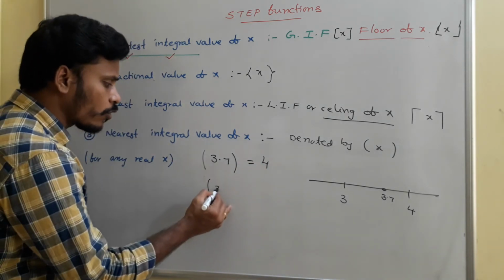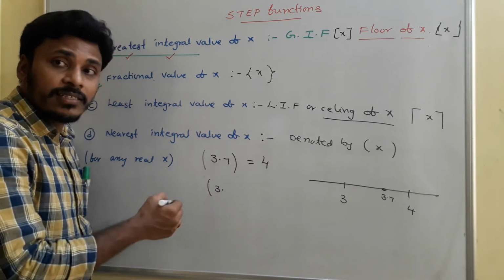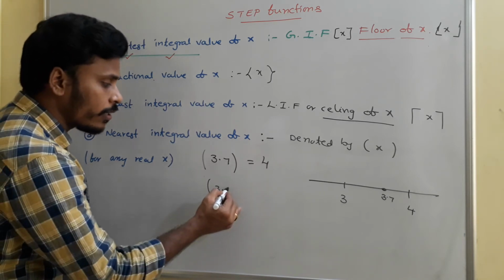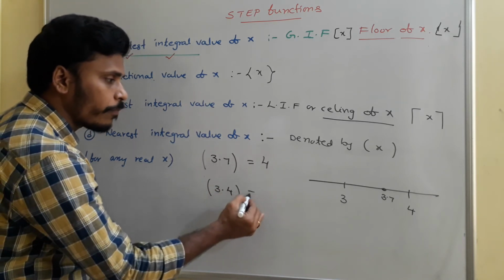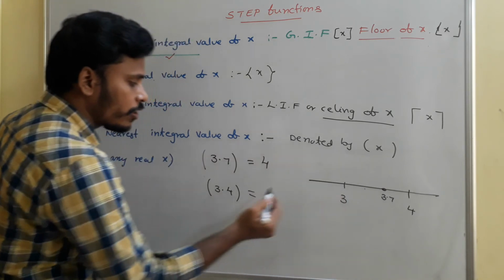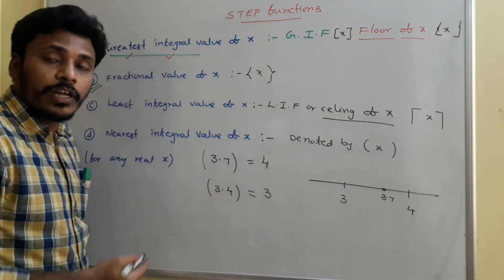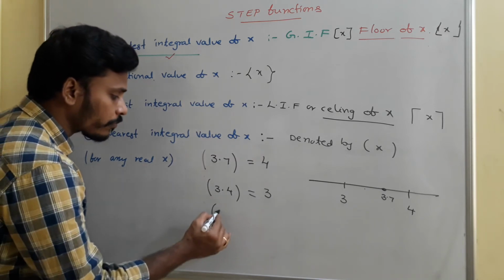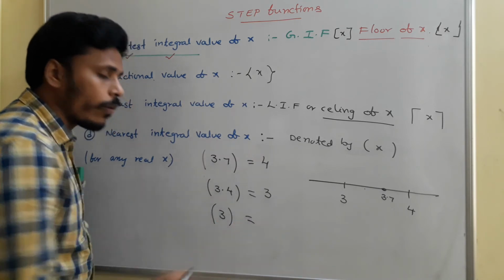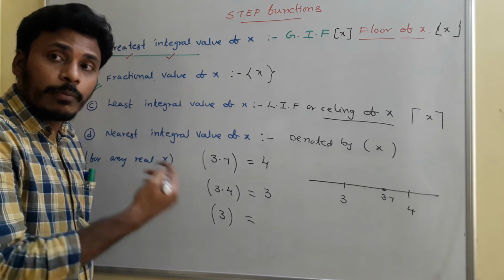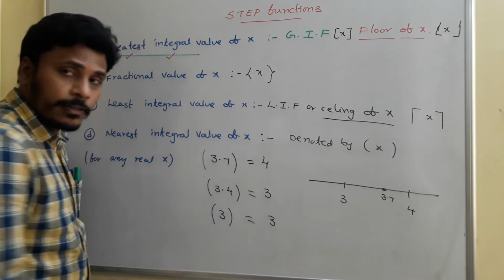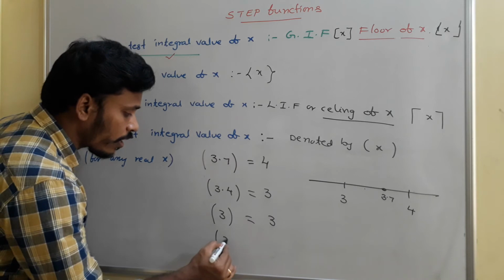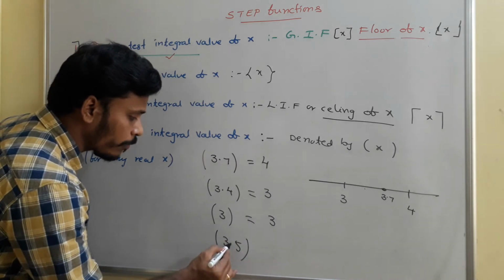Whereas if anybody asks you to identify the nearest integral value of some 3.4, what you say? 3.4 is a number which is nearest to 3, and that's why we call the nearest integral value of 3.4 is 3. For suppose, what to say about the nearest integral value of 3? For integers, the number itself is the nearest integral value, right? And whereas, what to say about the nearest integral value of 3.5?